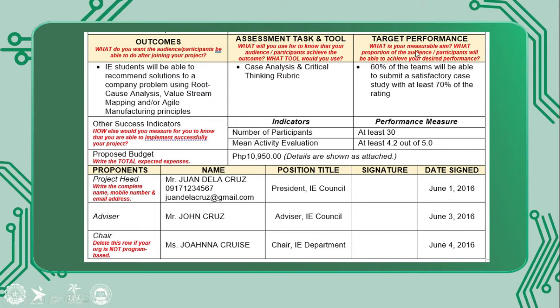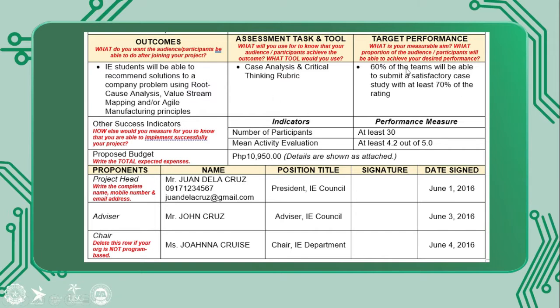And here we also have a target performance. You should also set a limit or a measure where you can say that it's successful, that the students were really able to learn. Based on your rubric, how much will you measure for the success of the program? For your target performance, you can say maybe 60% of the teams will be able to submit a satisfactory case study with at least 70% of the rating.